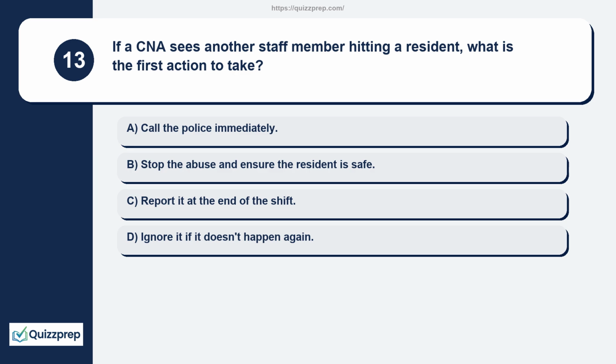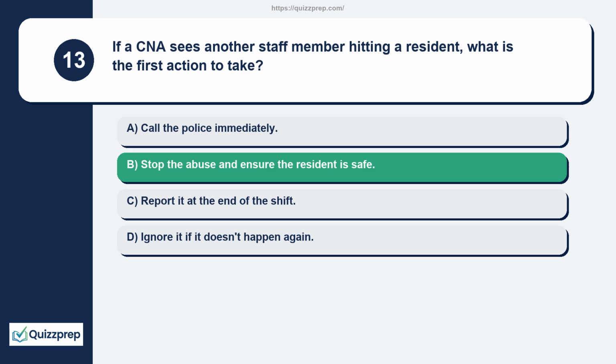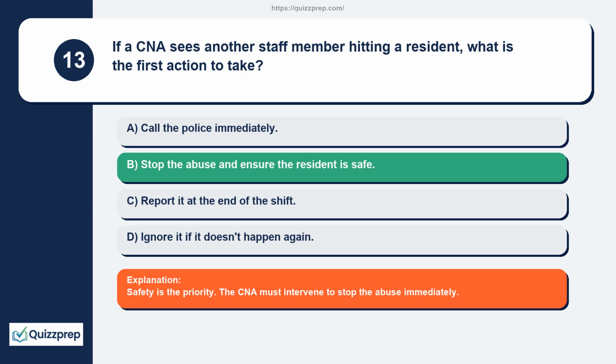Question 13. If a CNA sees another staff member hitting a resident, what is the first action to take? Call the police immediately. Stop the abuse and ensure the resident is safe. Report it at the end of the shift. Ignore it if it doesn't happen again. Safety is the priority. The CNA must intervene to stop the abuse immediately.